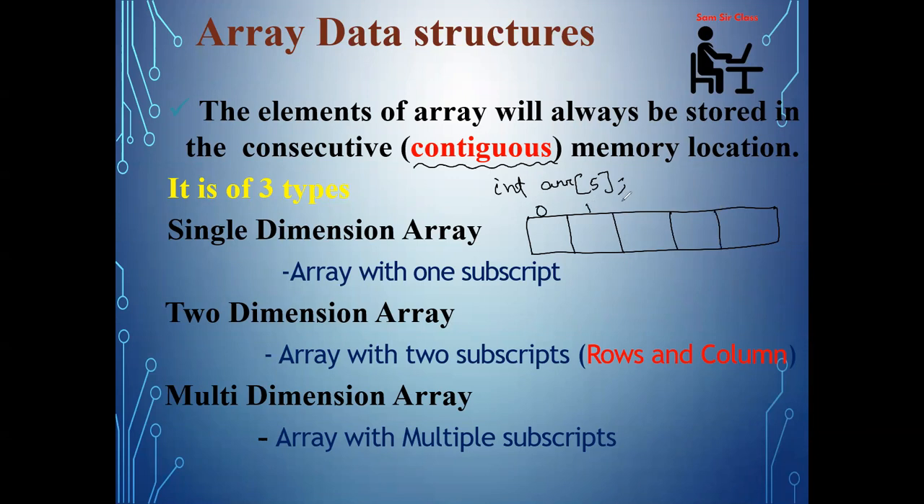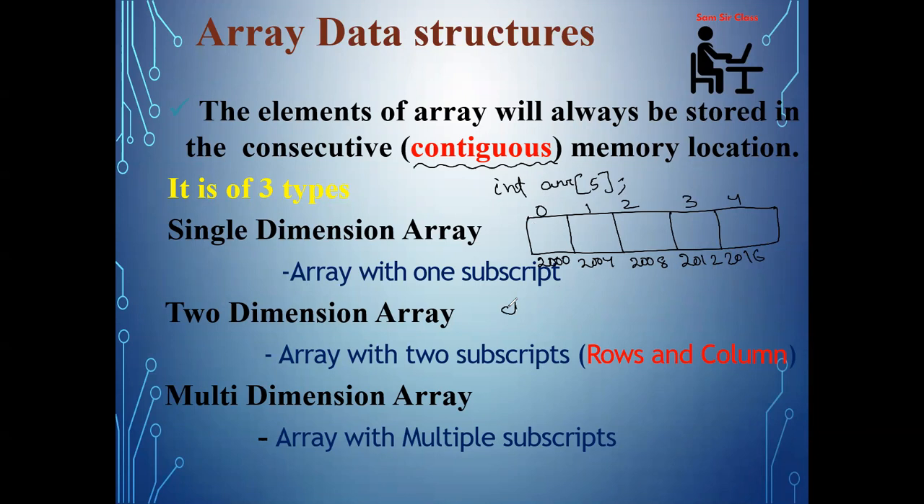Index will start from 0, 1, 2, 3, 4. Now, if the memory location is starting from 2000, and suppose the integer size is 4 bytes, the next blocks will be 2004, 2008, 2012, and 2016.